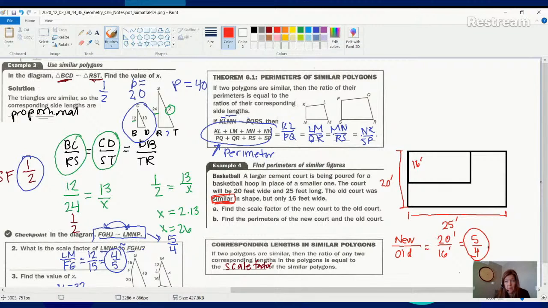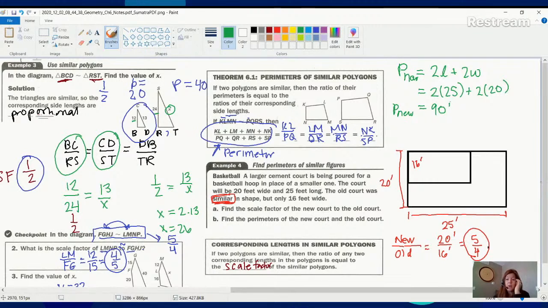So one option is, let's find the perimeter of the new court first, because that's pretty easy, right? The perimeter of the new court is going to be 2 times the length plus 2 times the width. You guys memorize that. 2 times the length is 25, plus 2 times the width, which is 20. So the perimeter of the new court is 50 plus 40, which is 90 feet.